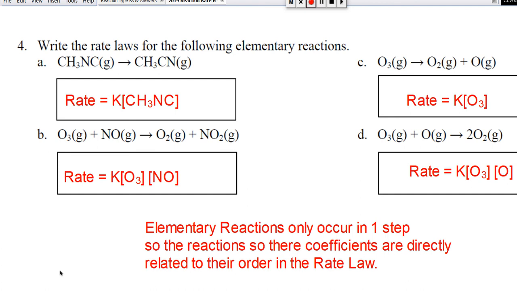In number 4, we're looking at some elementary reactions. Elementary reactions are straightforward reactions. They only occur in one step, which means whatever the reactant is directly impacts the rate. There's two reactants, so they're both in the rate. None of these were second order with respect to a particular reactant, but if this had been a 2 here, then that would have been squared. But they weren't. They're all just straightforward, easy reactions where the reactants are represented directly in the rate.